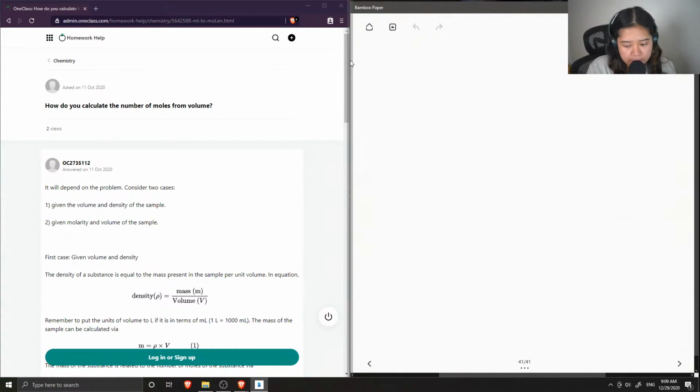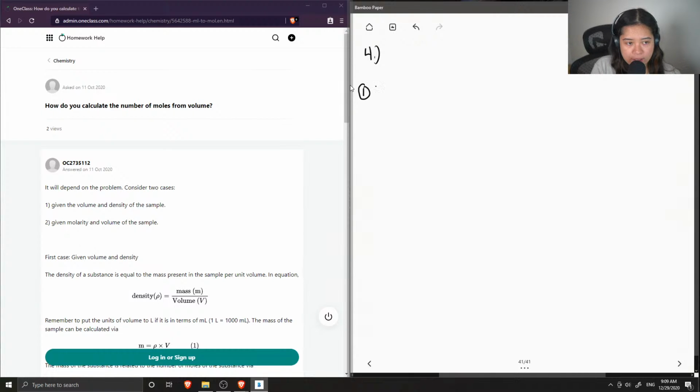Okay, so question number 4. How do you calculate the number of moles from volume? Okay, so they didn't really specify any other variables that are given, so I'll just go over all the different options that I can think of how one would calculate the number of moles when given volume.